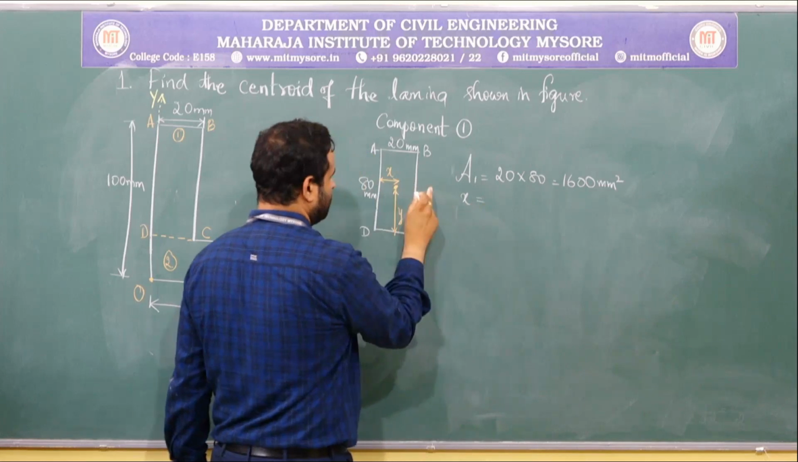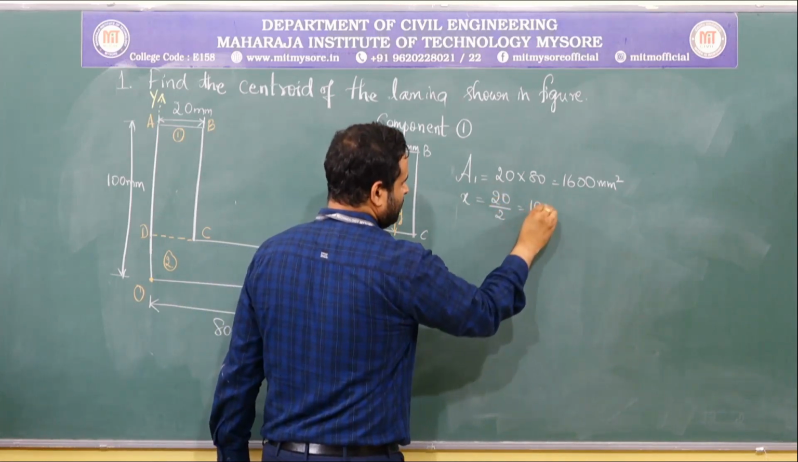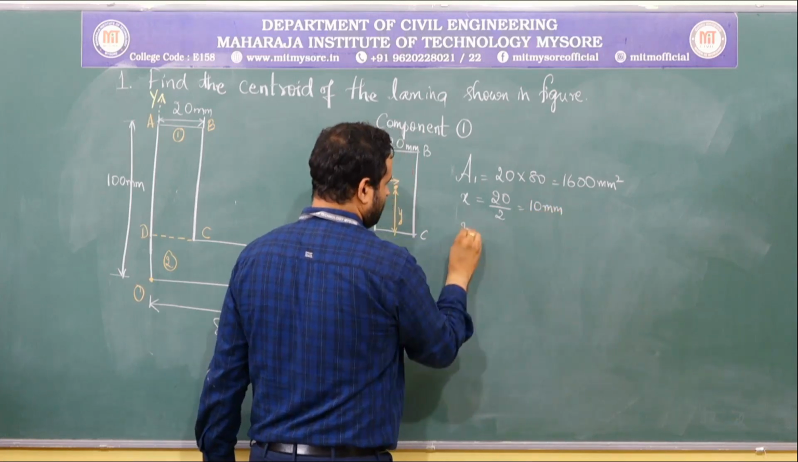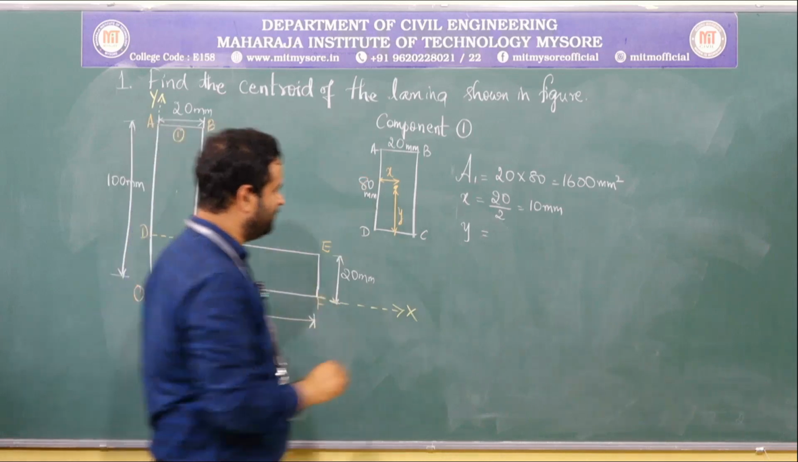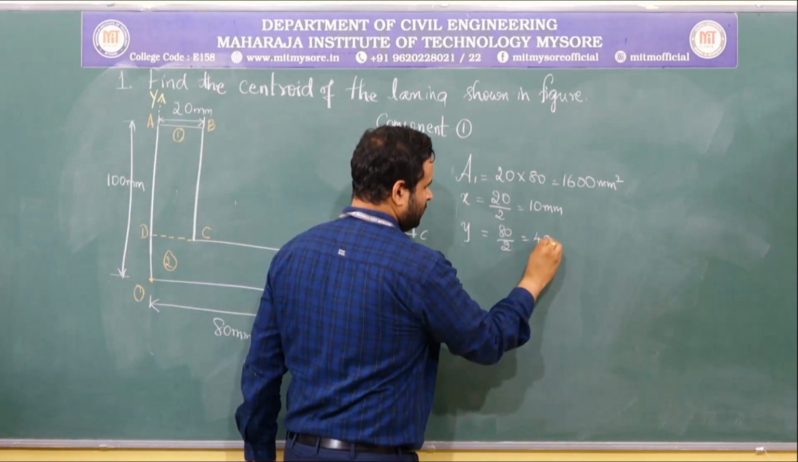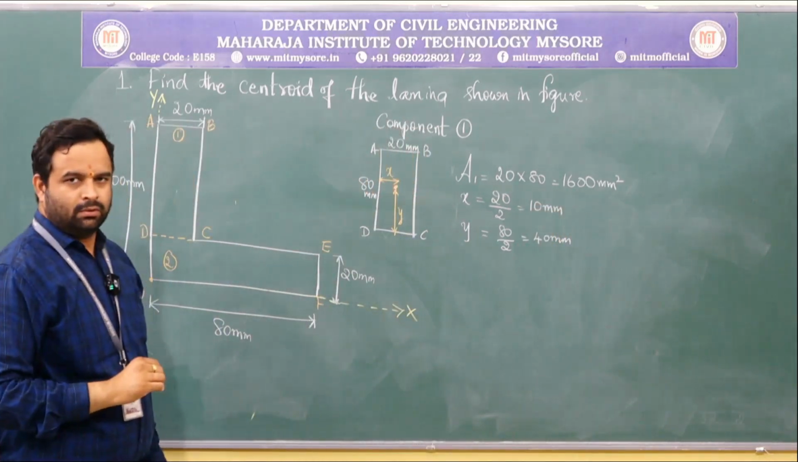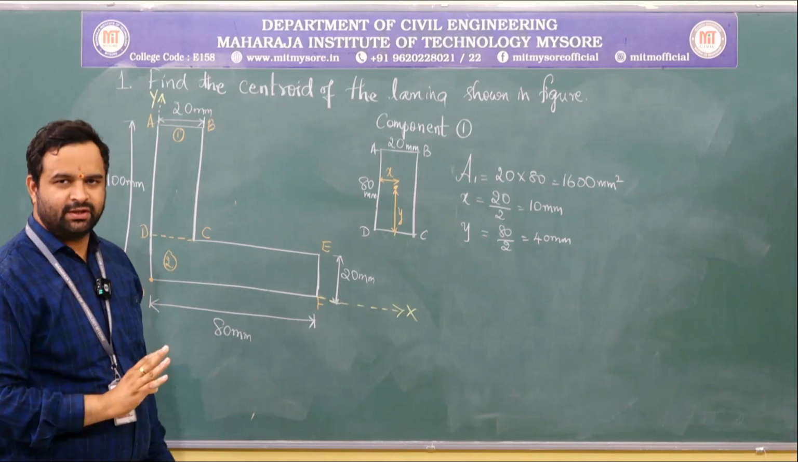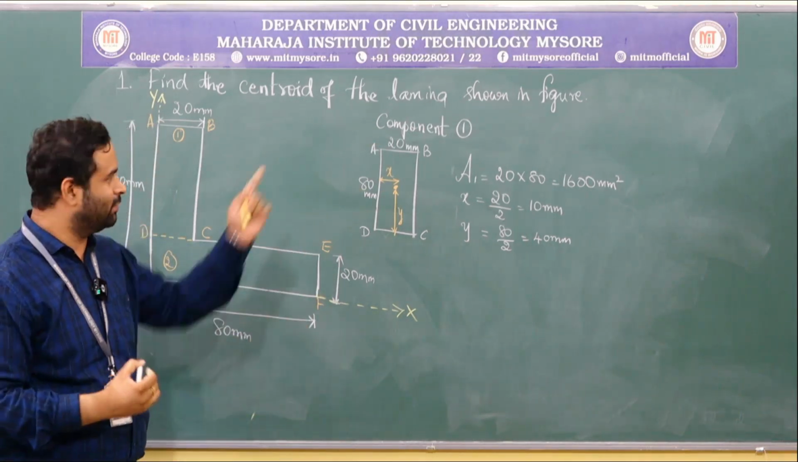What about the x of this component? It is half of 20, which is 10 mm. Y component of this, it is 80 by 2, half of 80, which is equal to 40 mm. Okay, for timing, let this be the details of component 1: A1, x and y values of component 1.